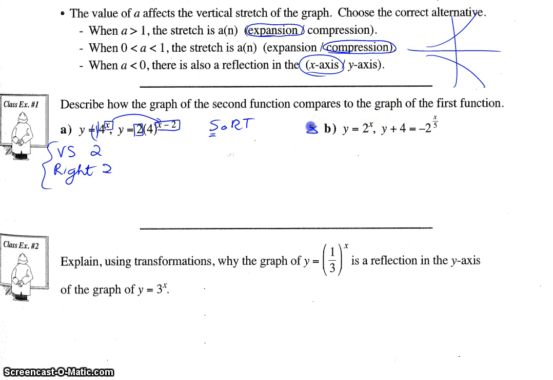Why don't you guys try B, and then we'll go over it in a second. So pause your video, please. Okay, I thought you might get a little stuck on this one.